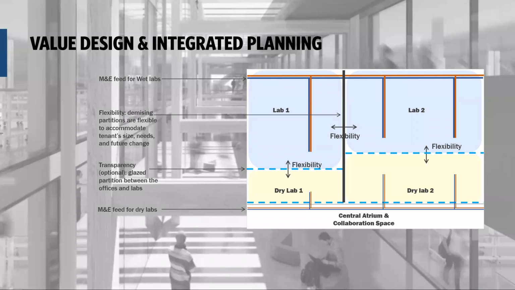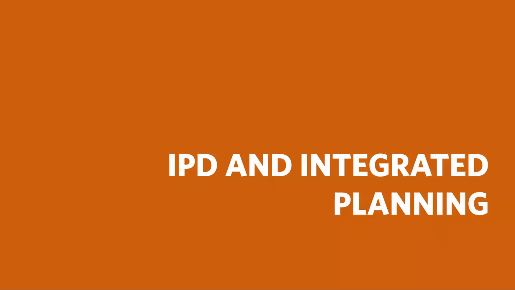As you see, there is a gradient of spaces from public to dry lab and then wet labs with separate mechanical feeds. This helped to save mechanical costs and add other features to the building, like this central atrium that really energized the building. This project has an integrated delivery method, or what we call IPD. So integrated project delivery is really the natural landscape for this value design and integrated thinking that we are advocating.